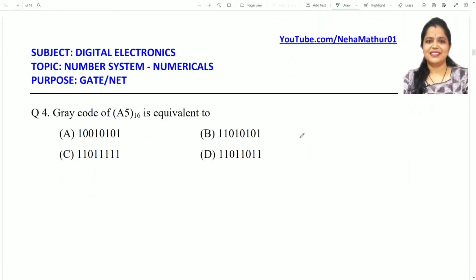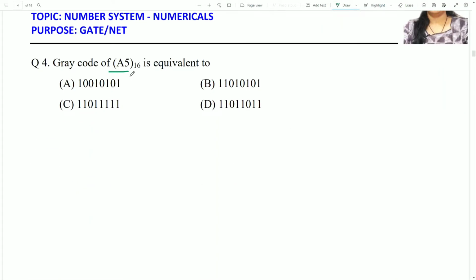Now the next question is: gray code of A5 base 16 is equivalent to what? Now see, you have a given number A5 having base 16, and the examiner wants to know what the gray code for that will be. The important thing is that firstly you need to find the binary representation of that given number. Only after that can you calculate the gray code for that.